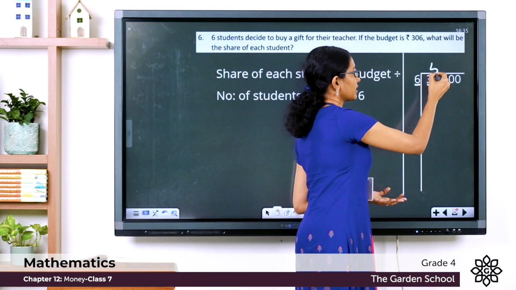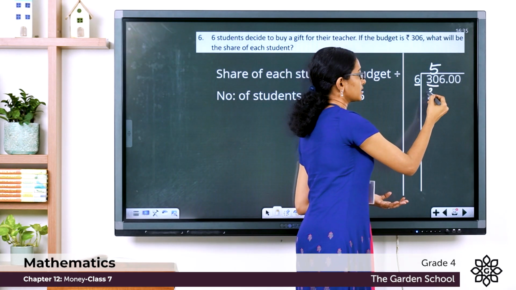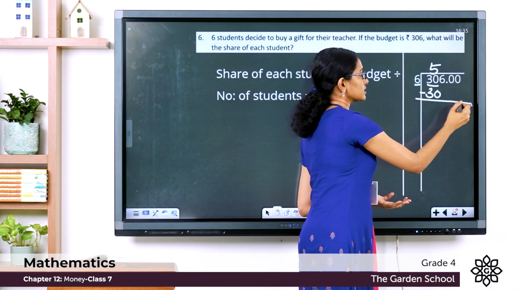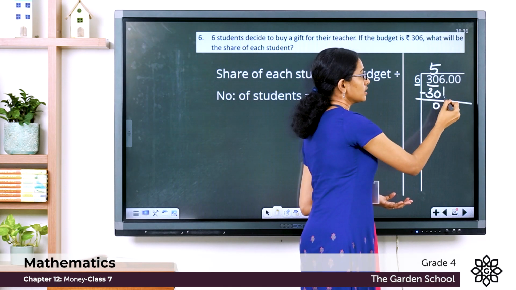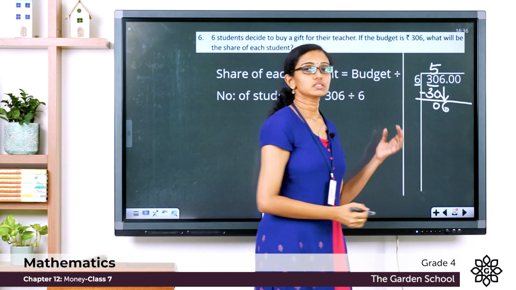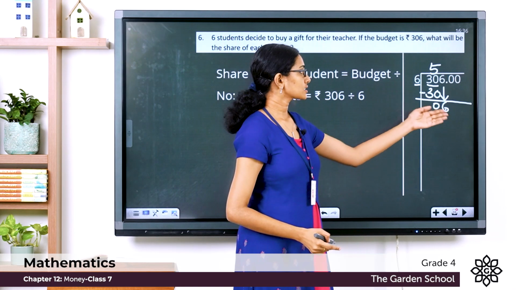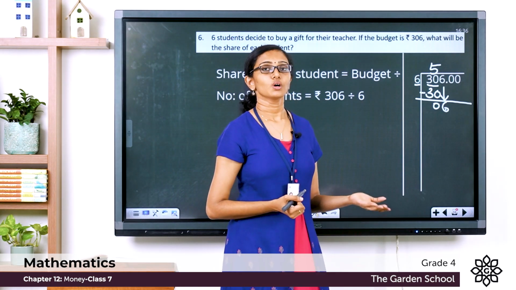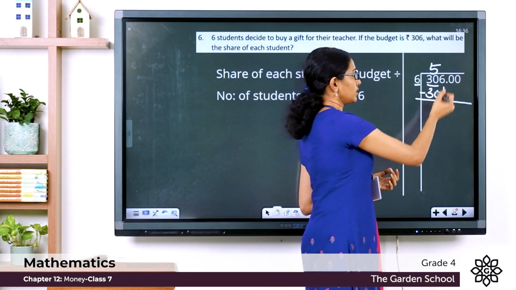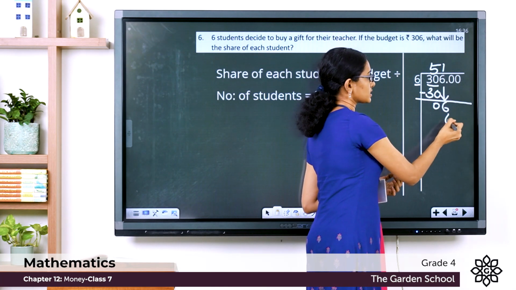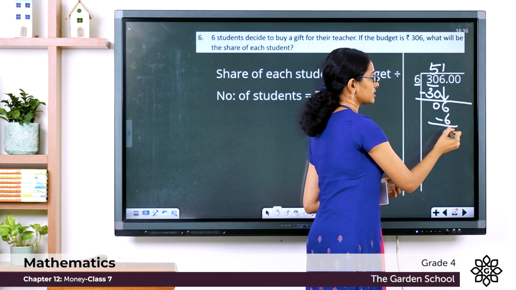So let's write 5 here. Now 5 6s are 30. Subtracting the numbers, we have 0 here. Bringing down the next digit, we have 6 here. Now it is 6 divided by 6, which is equal to 1. Let's write 1 here. 1 6s are 6. Subtracting, we get 0 here.